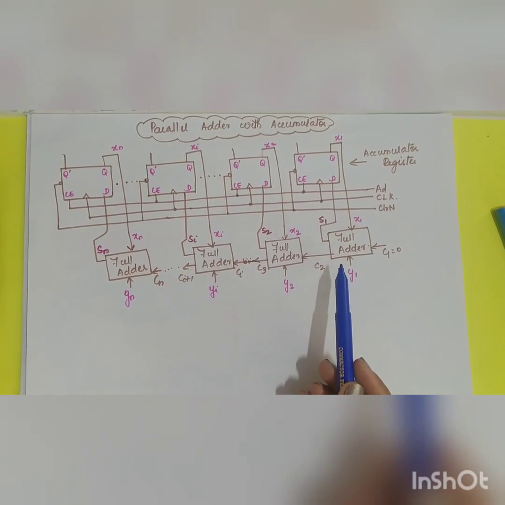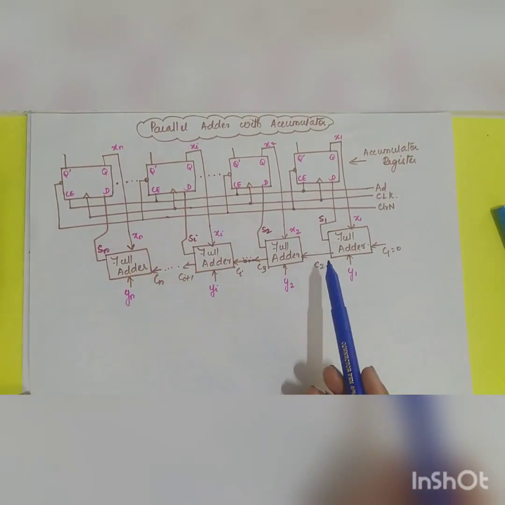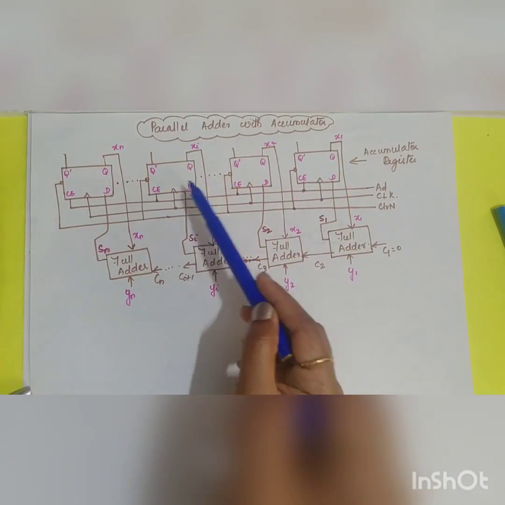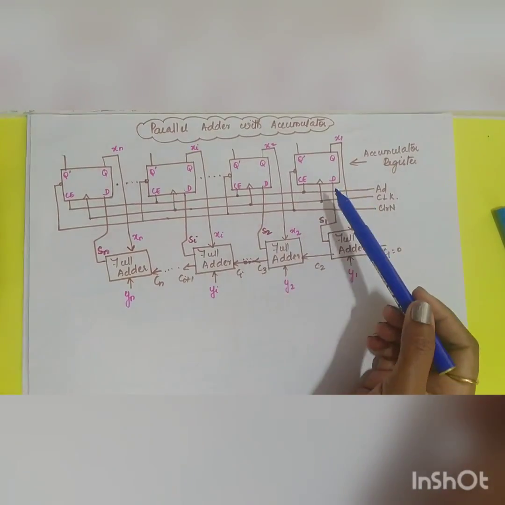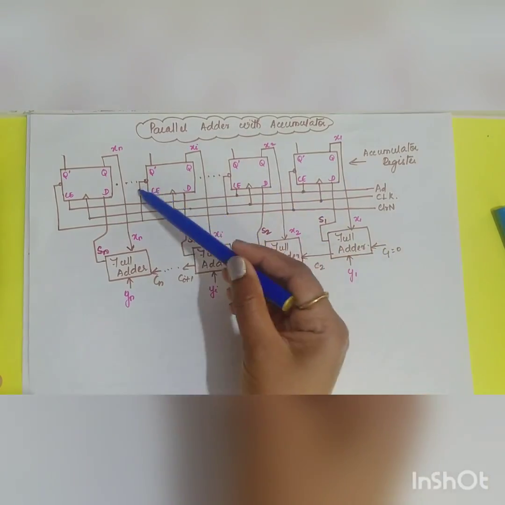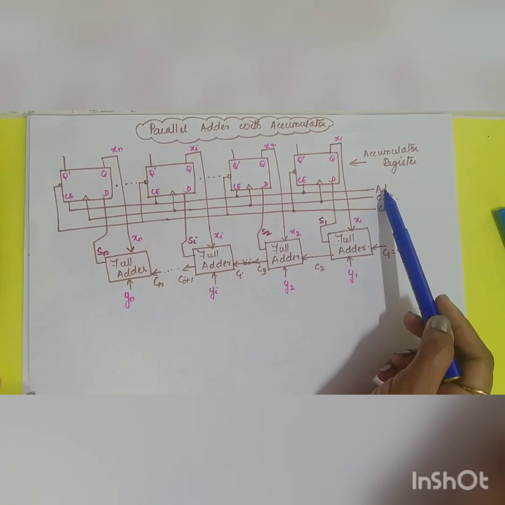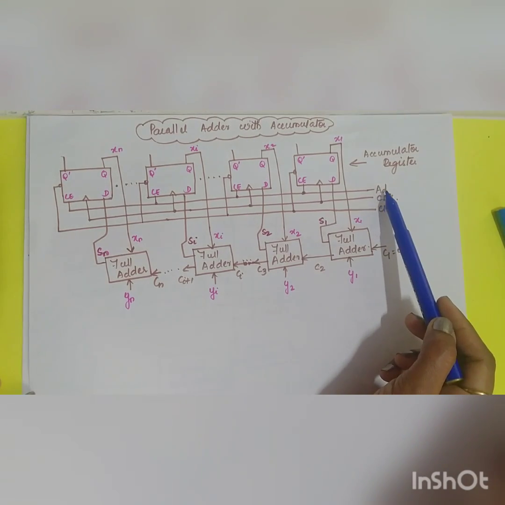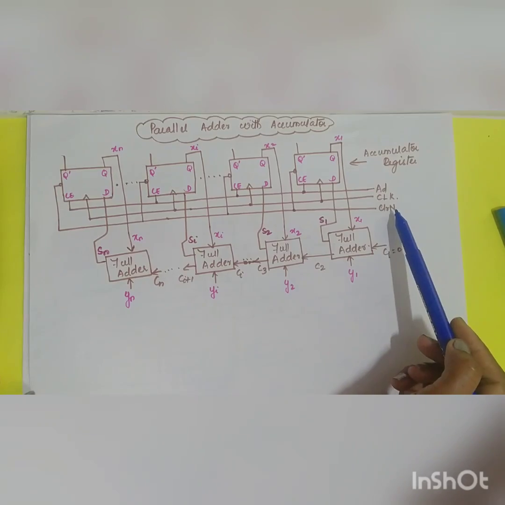One way to achieve this is to add a register to the adder. So this is the structure of your parallel adder with accumulator, which consists of n registers. Here the register used is D flip-flops. What are the signals you have? Instead of load, there is a signal called AD. It stands for add, CLK for clock, and clear.